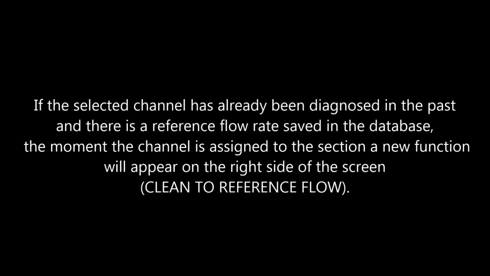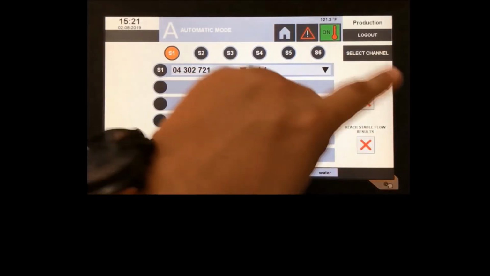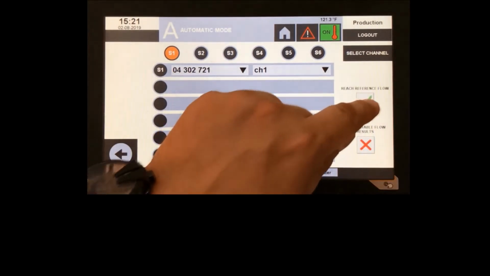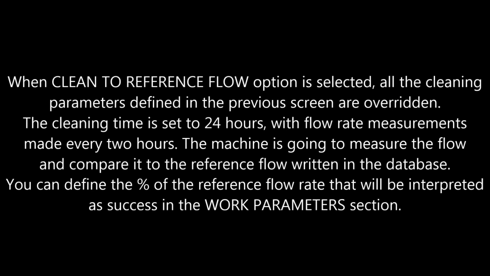If the selected channel has already been diagnosed in the past and there is a reference flow rate saved in the database, the moment the channel is assigned to the section, a new function will appear on the right-hand side of the screen, Clean to Reference Flow. When the Clean to Reference Flow option is selected, all the cleaning parameters defined in the previous screen are overridden. The cleaning time is set to 24 hours with flow rate measurements every 2 hours.